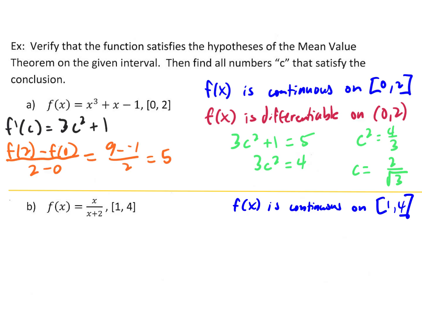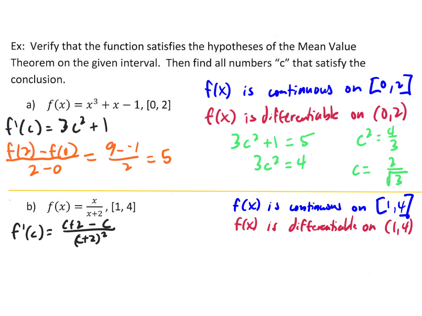Differentiable, okay, again, the only spot it wouldn't be differentiable is where there was an asymptote or a hole or something like that, and that is not an issue, again, on the open interval for differentiability. So then we go through the same process. Find the derivative, then find the average rate of change, set them equal to each other, and solve.